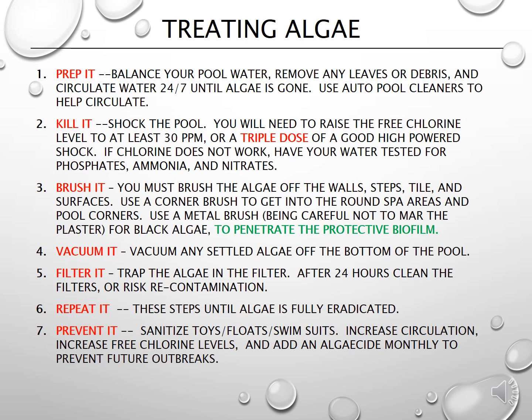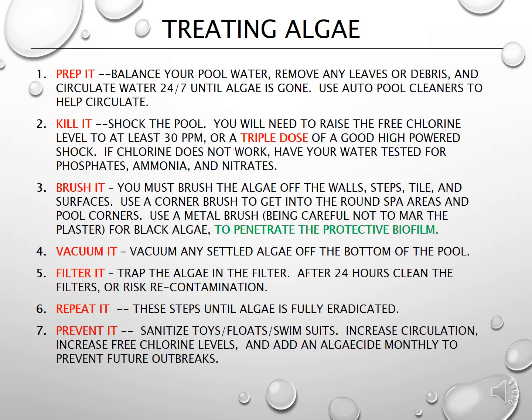Let any settled algae go to the bottom and then vacuum all of the algae off of the bottom of the pool. Step 5 is filter it. Trap all of the algae in the filter. Now it should have been running 24/7 while you're doing these other steps, and after 24 hours of vacuuming, you should be able to clean the filters now. This is very important, or you could risk recontaminating the entire pool.